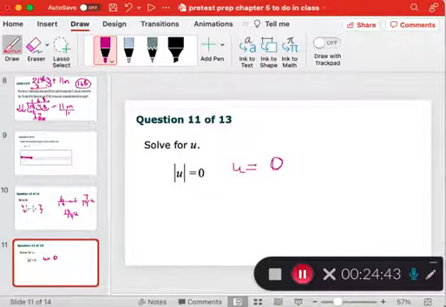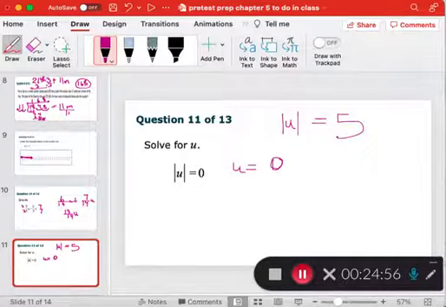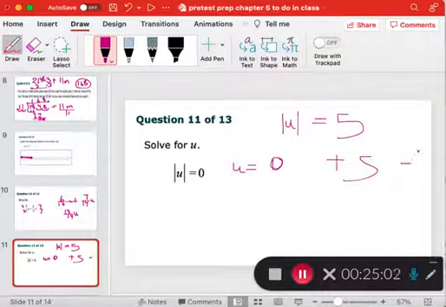But this is important because you may not have this one on here. What if I said the absolute value of U is 5? That's a negative 5 or a positive 5. Two answers. You put the plus-minus there, and 5 and minus 5 would be the solutions, right?